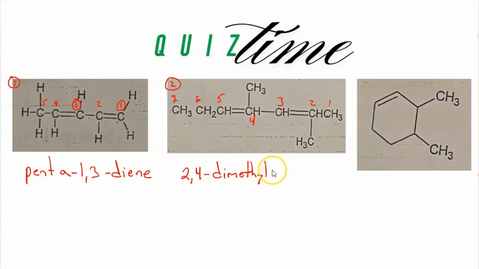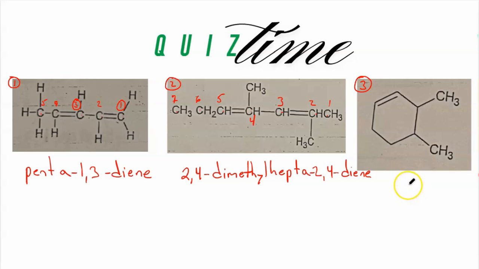And our chain is 7, so hept. And then 2,4-diene. All right, let's look at our last example before moving on.